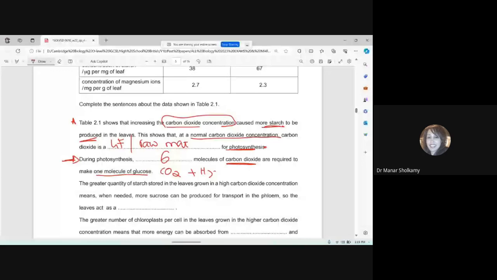Okay, you should here remember the balanced chemical equation. Carbon dioxide plus water will give you glucose, C6H12O6, plus oxygen. 6, 6, 6.